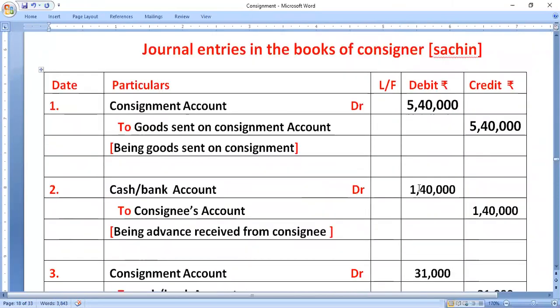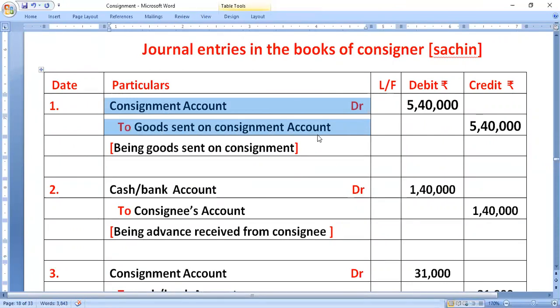After that, I will take the journal entries in the books of the consignor, Sachin. As usual, the first entry is consignment account debit to goods sent on consignment account. How much? Total bats, 1,200 bats into 450, which leads to 5,40,000. You will have full clarity in the ledger problems. So 1,200 bats into 450.